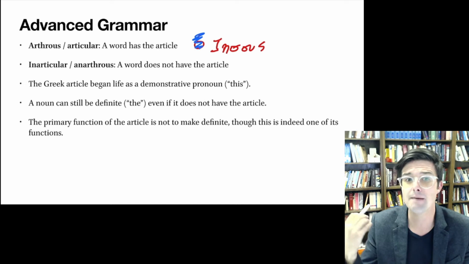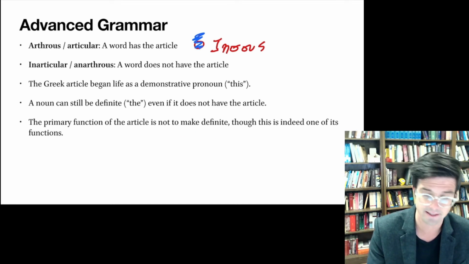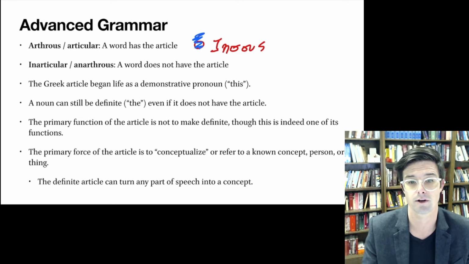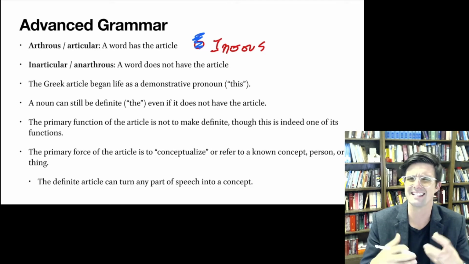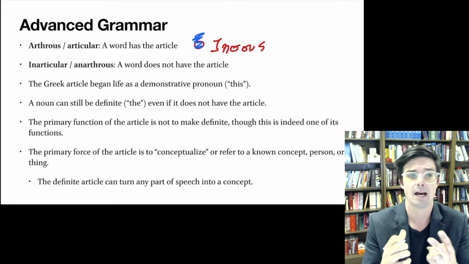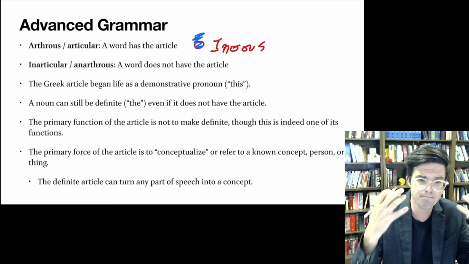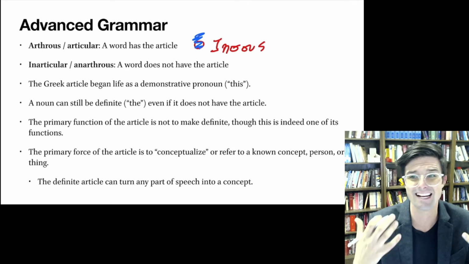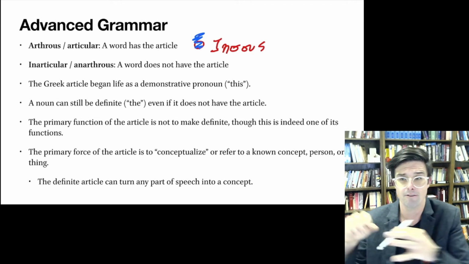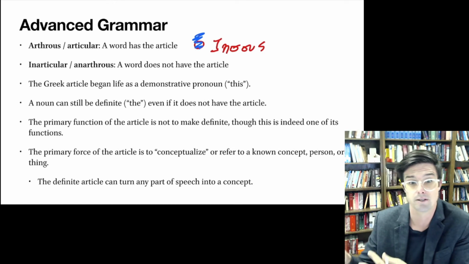Instead, the primary function of the article in Greek is not necessarily to make definite, though that is one of its functions. The primary function of the article in Greek is to really conceptualize a thing that is already known, whether that be an idea, a concept, a person, or a thing. So it makes it into a concept and indicates that that thing is known. So a man versus the man. The man is a particular man who is known.